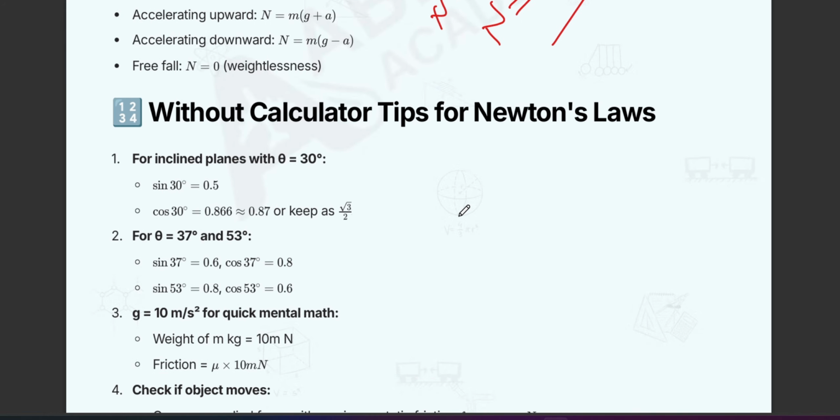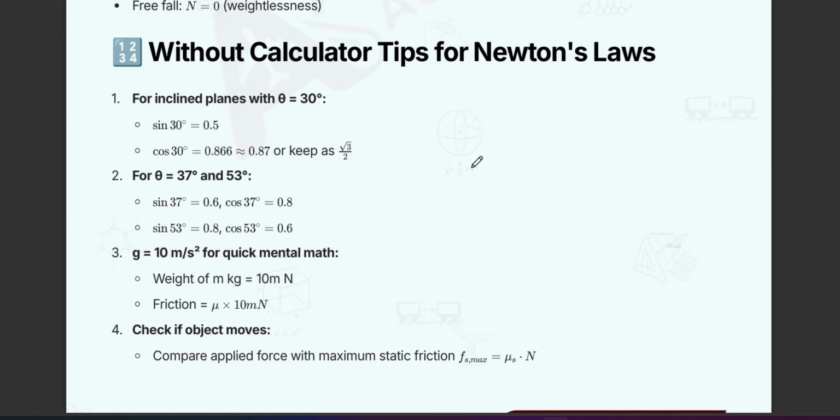And here are some tips for solving without a calculator. Tips for Newton's laws. Here, for inclined planes with theta equal to 30 degrees, we have to remember this: sin 30 degrees equals 0.5, or you can also write half. Here's cos 30 degrees, which is 0.866, which is equivalent to 0.87, or you can also write this as root 3 divided by 2.